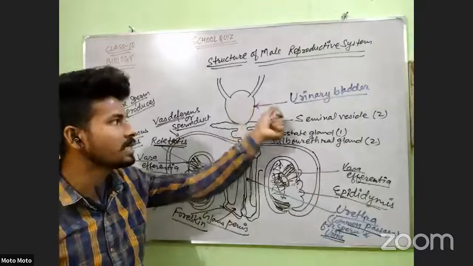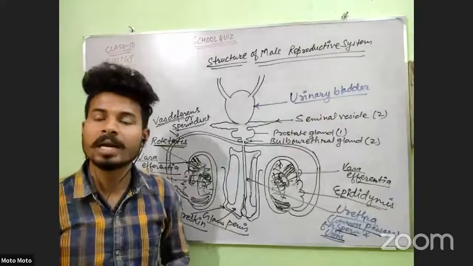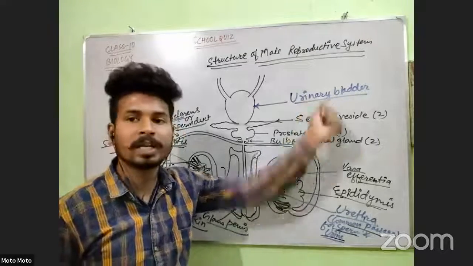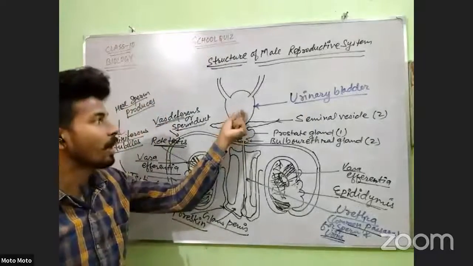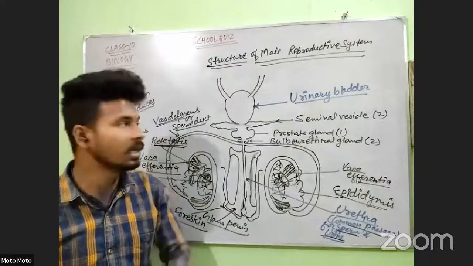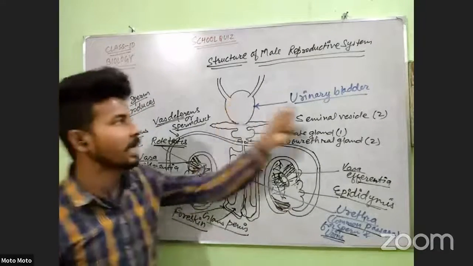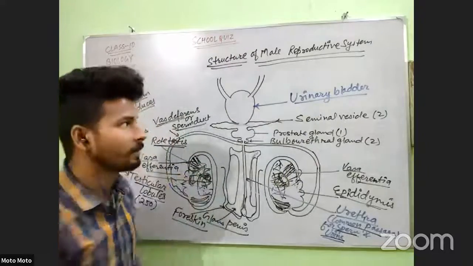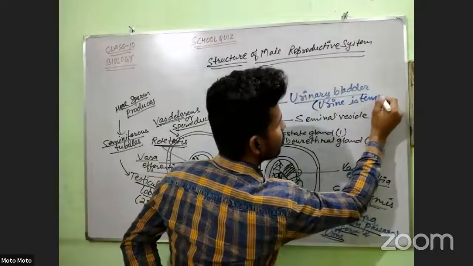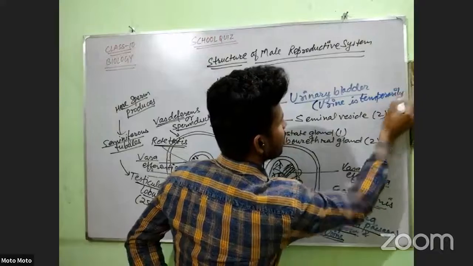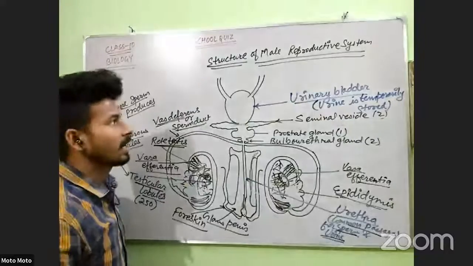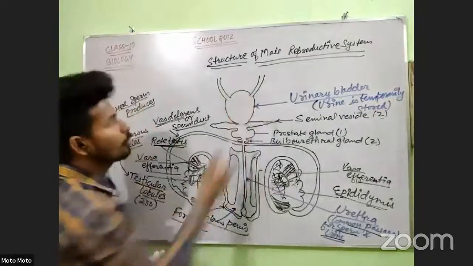The urinary bladder is the structure where our urine is temporarily stored. Got it? Until the urination process is done, our urine stays in the urinary bladder. Here urine is temporarily stored in the urinary bladder, and we can see two ducts coming from two different sides.